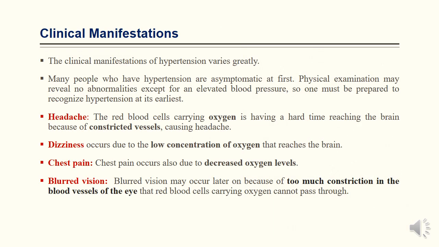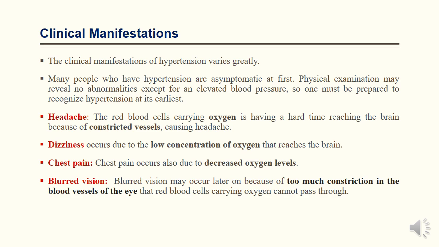Now move on to the clinical manifestations of hypertension. In this slide, the first point is that the clinical manifestations of hypertension vary greatly, and people with high blood pressure can experience symptoms like severe headache, chest pain, dizziness, difficulty in breathing, blurred vision, nausea, vomiting, other vision changes, anxiety, and so on.